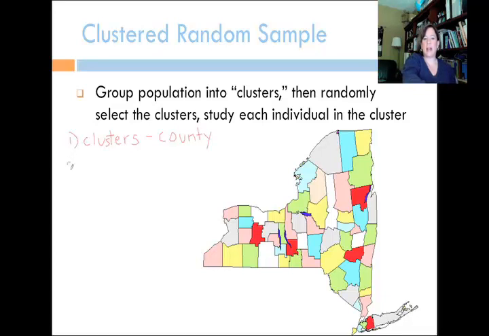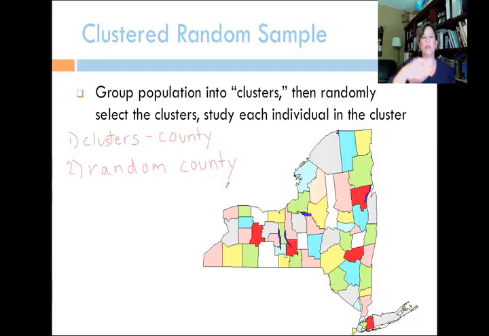Then the next step is to randomly select the cluster. So that's what's being randomly selected, is the cluster. So we're going to randomly select counties to be part of our study in this case. So randomly select the county or the cluster. Individuals are not always randomly selected in this case.